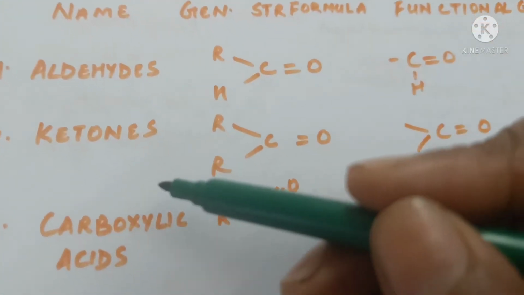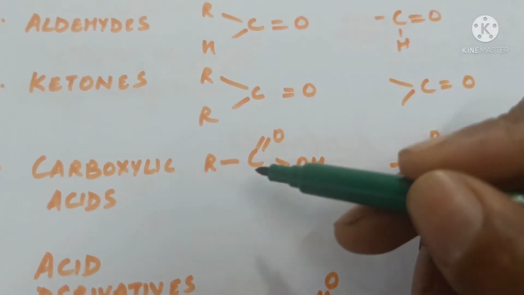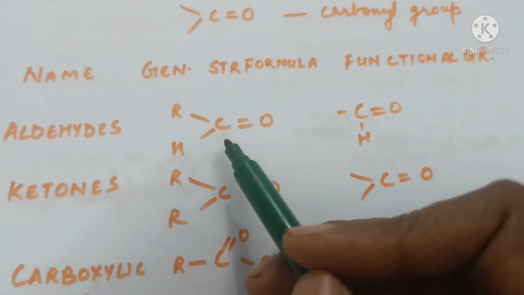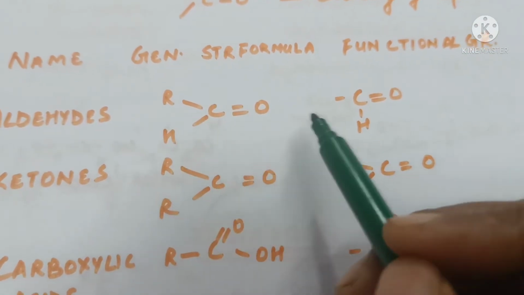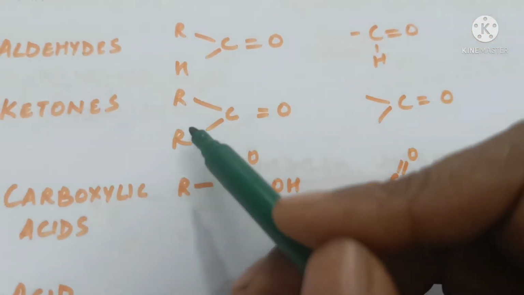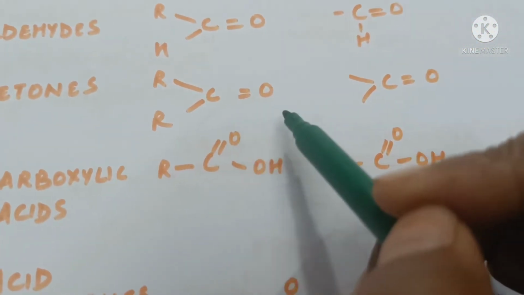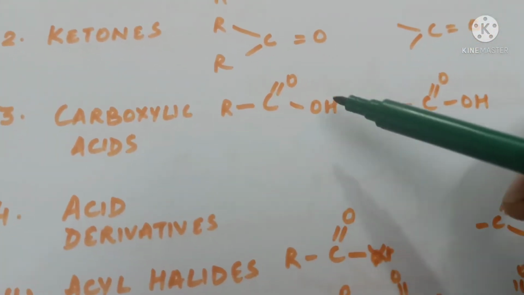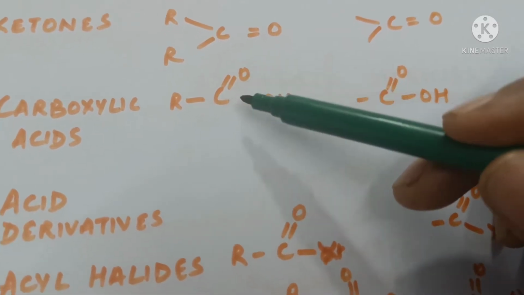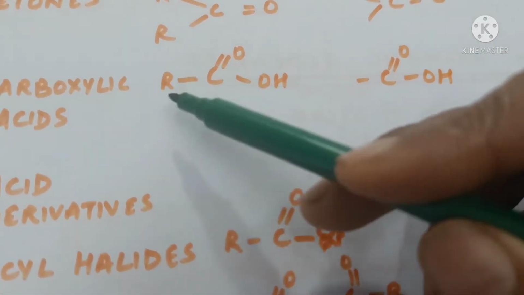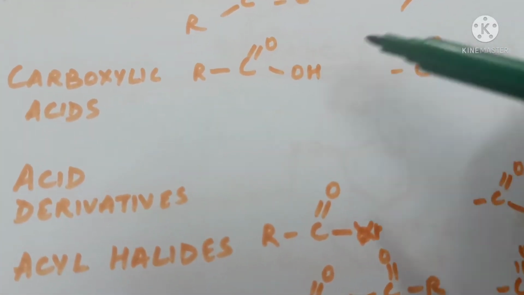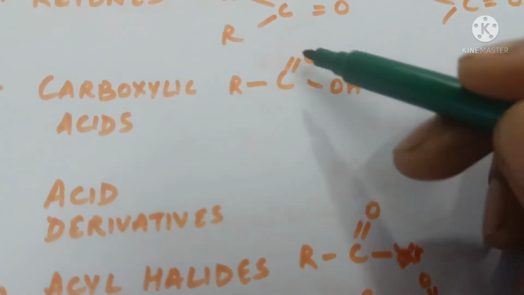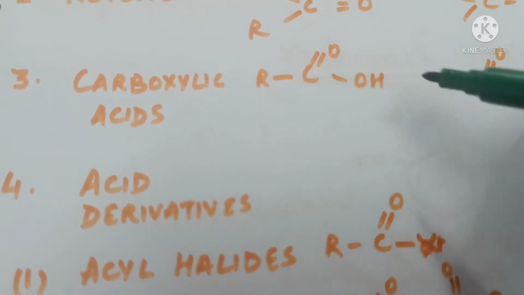There are some other compounds also which contain carbon double bond oxygen. So let's study about them. So aldehyde will contain the CHO group. Ketones will contain C double bond O and two alkyl groups. Carboxylic acid will contain, apart from double bond oxygen, an alkyl group and an OH group. Now, these are carboxylic acids, compounds containing the COOH group.